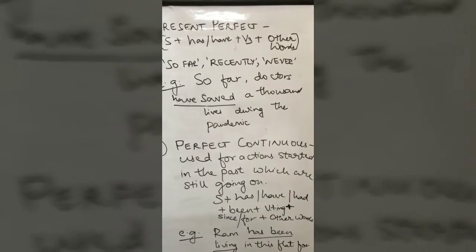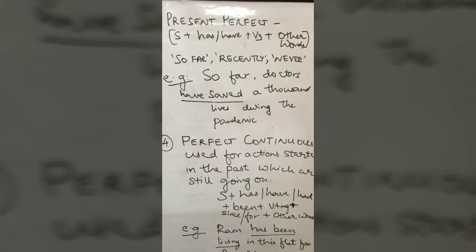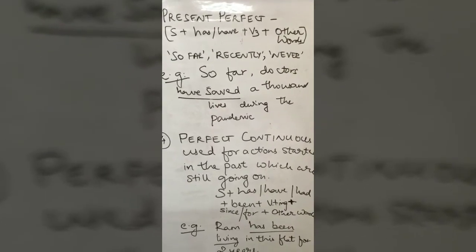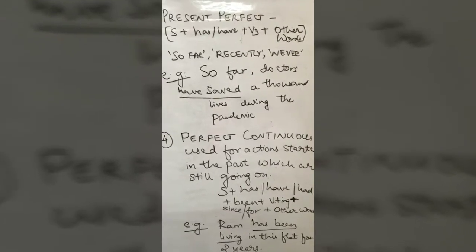So this is not a past perfect. Past perfect would be had saved. But now we are talking about present perfect. Present perfect means until now. This sentence is saying until now the doctors have saved 1,000 lives during the pandemic.